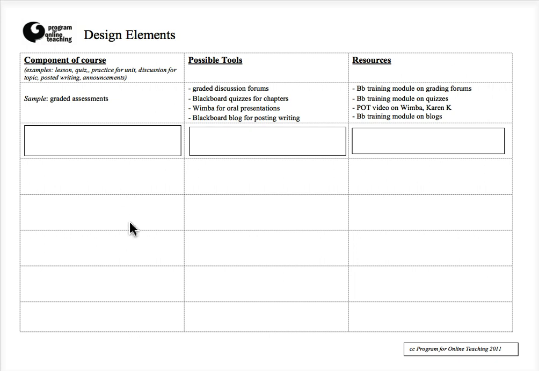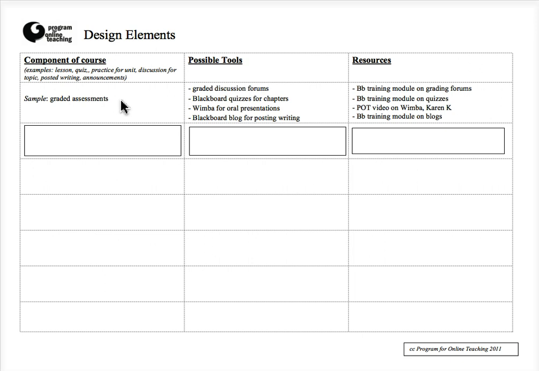So, for example, here we have the component of the course might be a lesson or a quiz, practice for a unit, discussion for a topic, posted writing, announcements, any sort of element that you would want to have in your class. And then we would think of possible tools, and here the POT website might come in handy, or the cool tools list that is on the elements page, and look into some resources for getting whatever sort of information or training we need to be able to use that tool effectively.